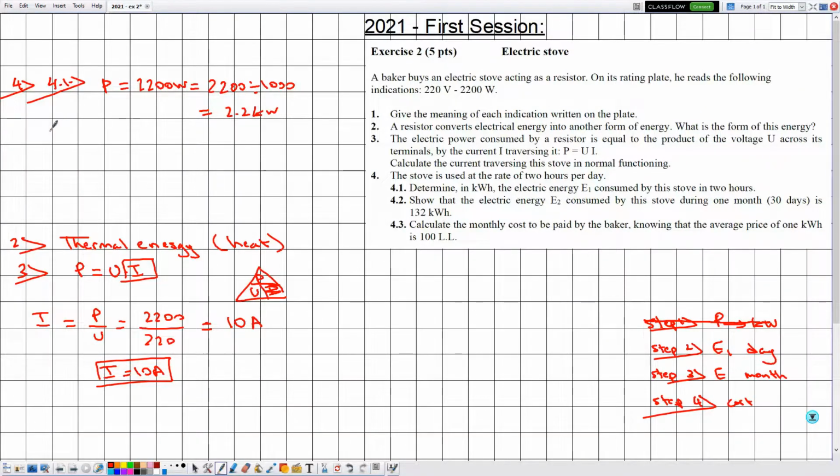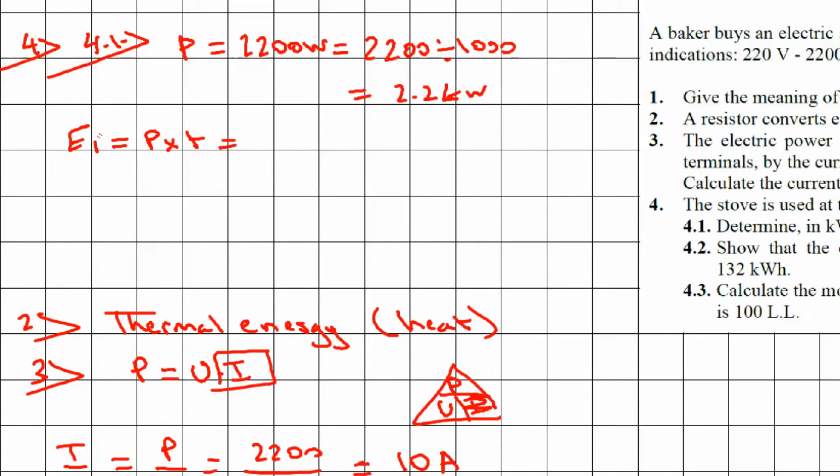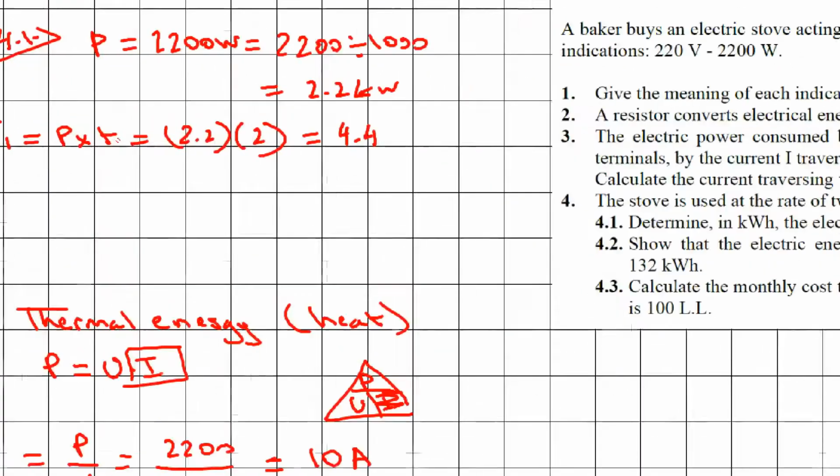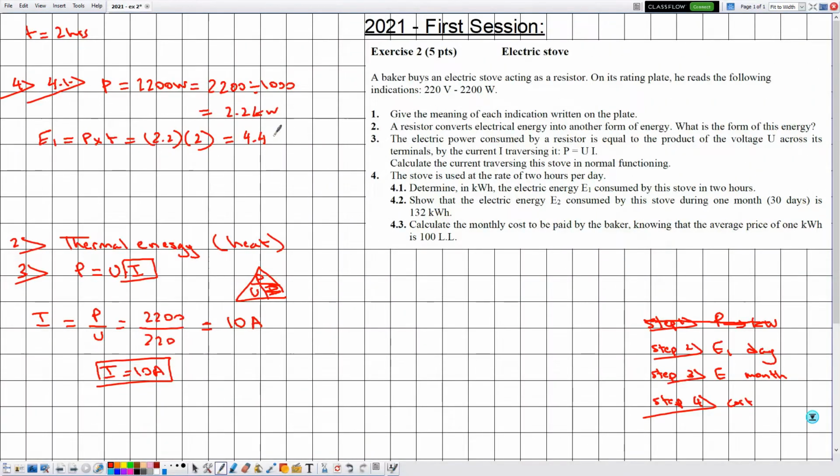Now in this case, the energy which is given by E1 is equal to P multiplied by T. Then we don't forget that we should always write the formula of the energy. Then this is 2.2, and the number of hours is given by 2, which is mentioned here. So T is equal to 2 hours. Now plugging this on the calculator, then this is given by 4.4. Since this is in kilowatt and this is in hour, then the energy will be in kilowatt hour. Then E1 is given by 4.4 kilowatt hours. And eventually we are done with step 2.